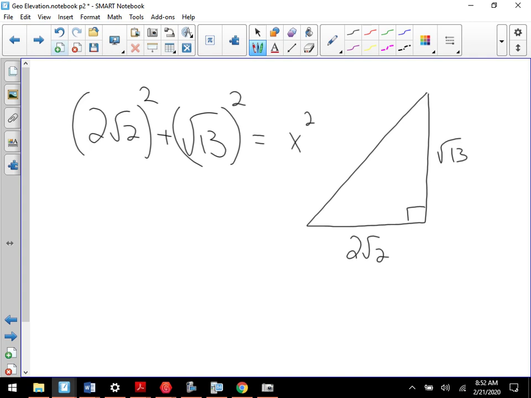So when you type that in the calculator, 2 root 2 quantity squared gives you 8. 13 square root of 13 squared is 13. Gives you 21. And then when you take the square root, you get the square root of 21. The multi-view calculator will simplify it for you, and that will just give you the square root of 21. It does not simplify it. Does that vaguely ring a bell?